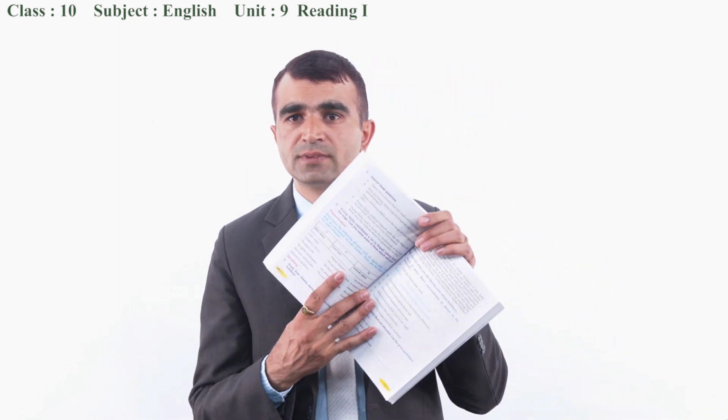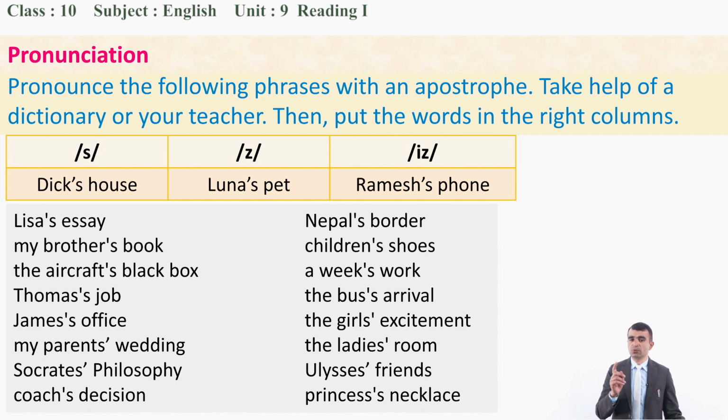Great. Now, pay attention to me and start with the pronunciation. The pronunciation is given on page number 140 of your book. What is given on pronunciation? Pronounce the following phrases with an apostrophe. Take help of a dictionary or your teacher. Then put the words in the right columns. Along with apostrophe, all the words with apostrophe you may not find in the dictionary as well. So we will try pronouncing them. I will pronounce and you will identify these things.